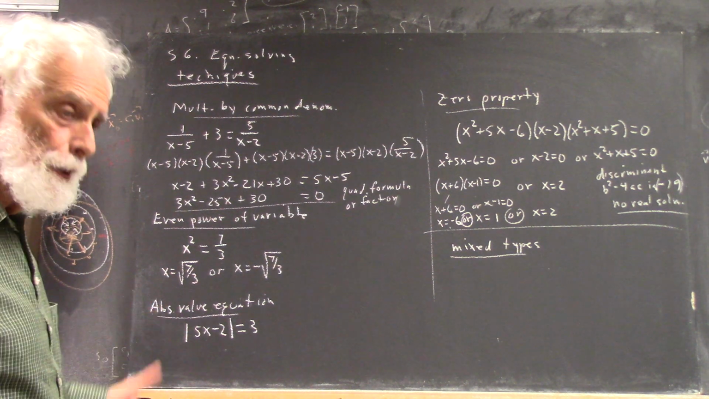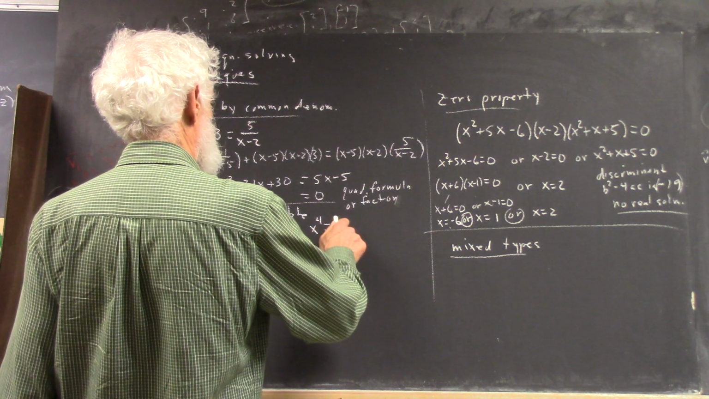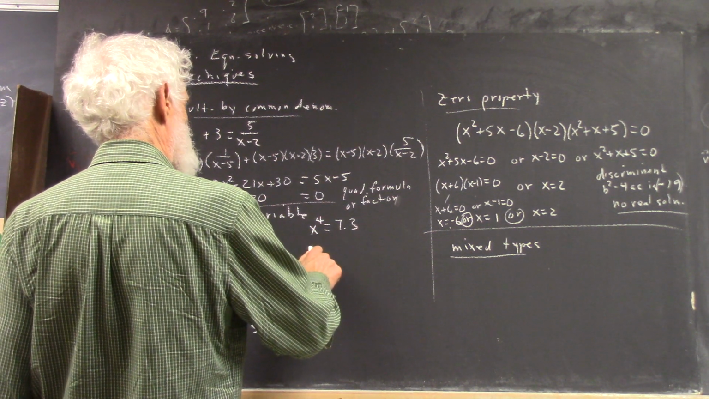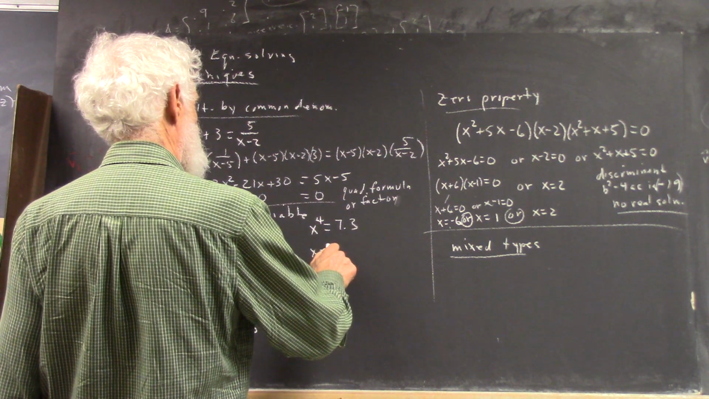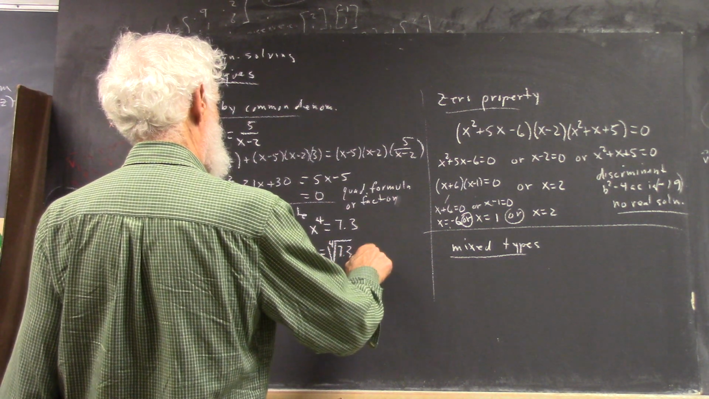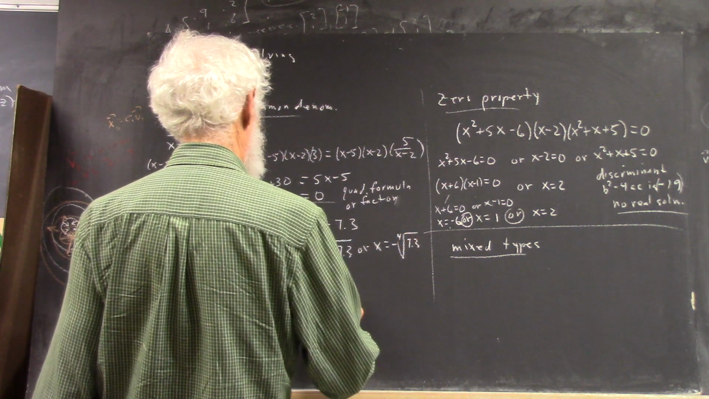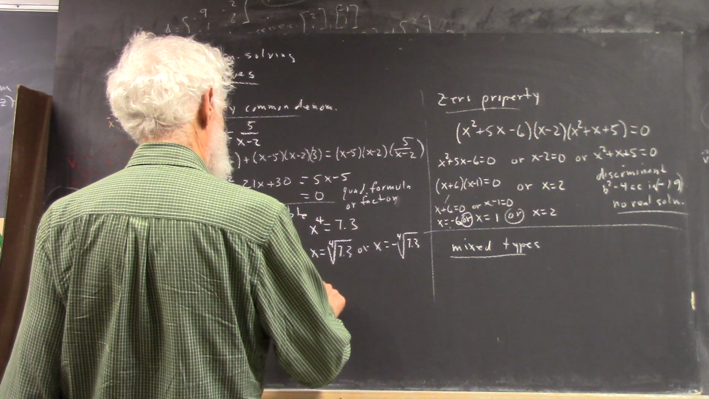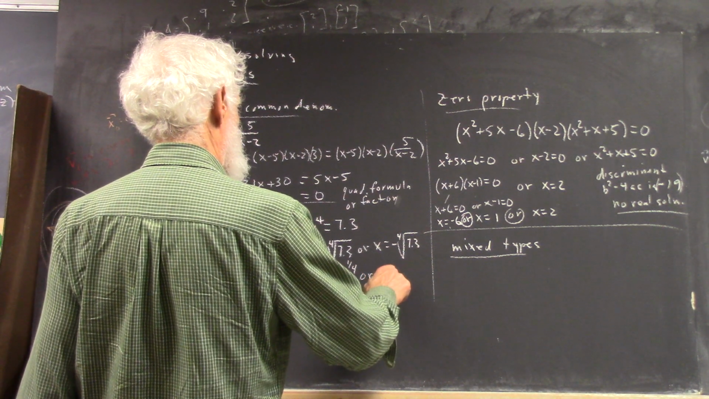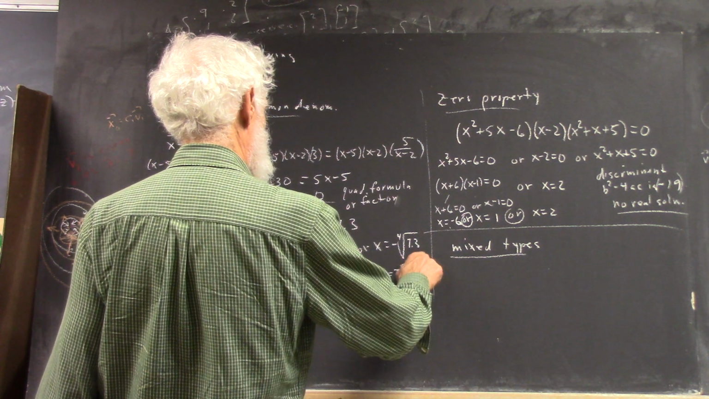If you had a higher power, like you have x to the 4th equals 7.3, then you could say that x equals the 4th root of 7.3, or x equals negative the 4th root of 7.3, or x equals 7.3 to the 1/4, or x equals negative 7.3 to the 1/4.